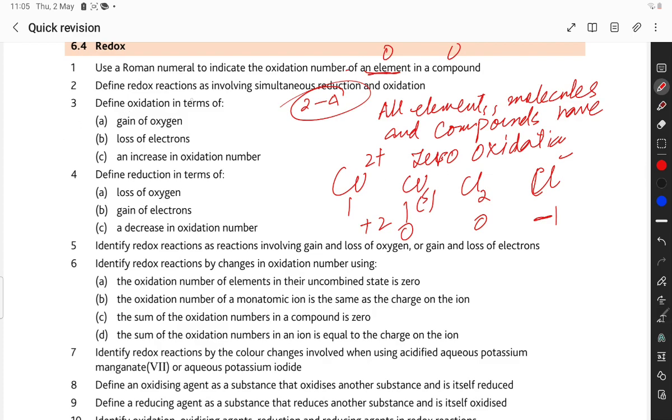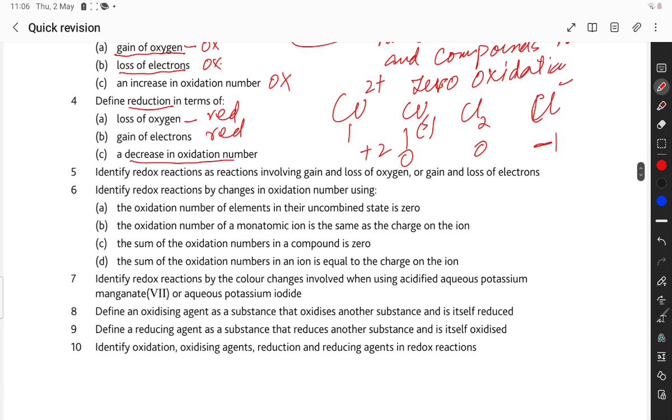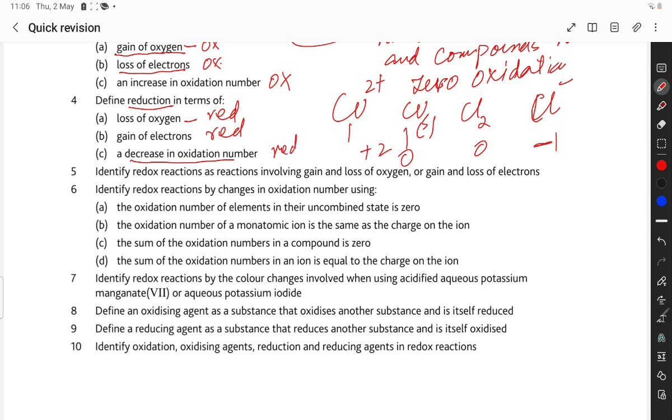while writing the oxidation number. Define redox reaction as involving simultaneous reduction and oxidation. This is the definition. Define oxidation in terms of gain of oxygen, loss of electrons. Gain of oxygen is oxidation, loss of electrons is oxidation, and increase in oxidation number is oxidation. Loss of oxygen is reduction, gain of electrons is reduction. Elements that gain electrons are reduced, elements that lose electrons are oxidized. A decrease in oxidation number is again reduction.